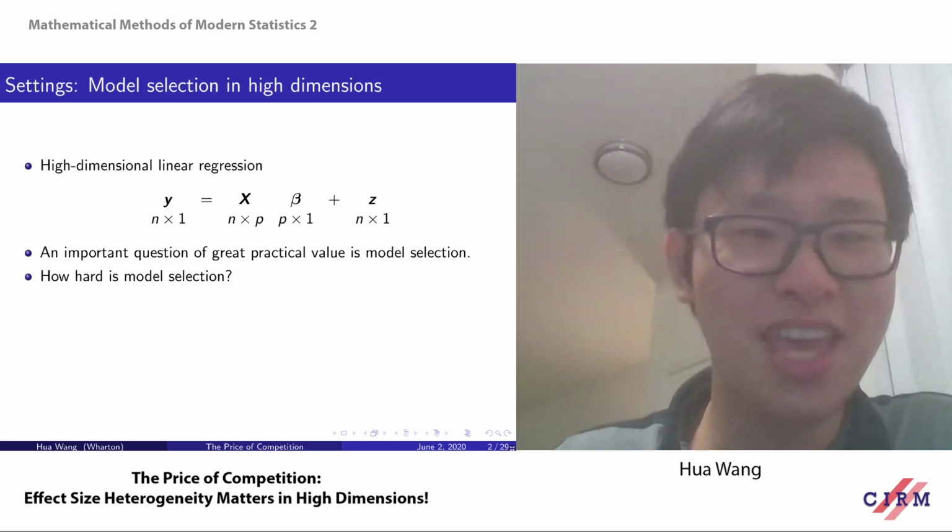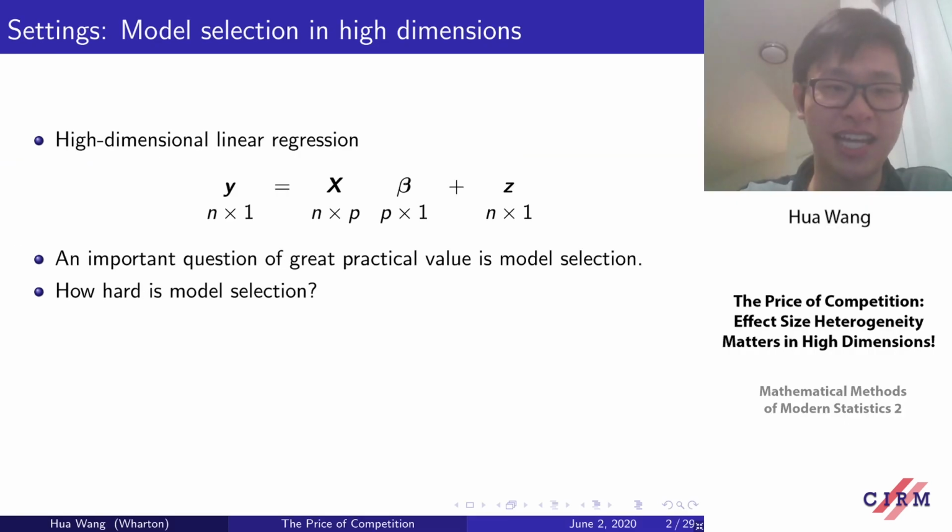To start with, let me briefly talk about the settings. We're considering high-dimensional linear regression, where we have n observations, and for each observation, we have p features. An important question of great practical value is how to do model selection: how to select a good subset of those p features? And one might wonder, how hard is this model selection process?